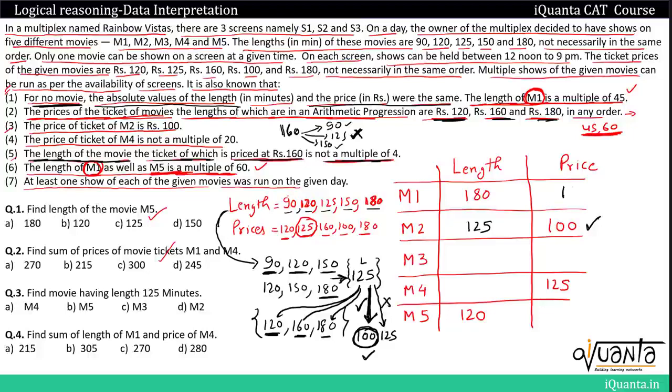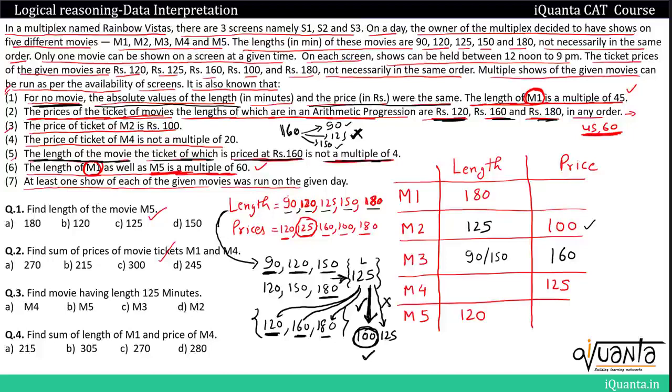So can we place the movie having price 160 in the first row? No, we cannot, because it must have length among 90 or 150. So this is not possible. We have already placed 100 over here, so we cannot place the movie having price 160 over here. Can we place the movie having price 160 here? Yes, we can, and it could have length either 90 or 150. Can we place it here? No, we cannot, because 125 is already placed here. Can we place 160 here as the price? No, we cannot, because it must have length either 90 or 150. So the only possible place for 160 is this one.